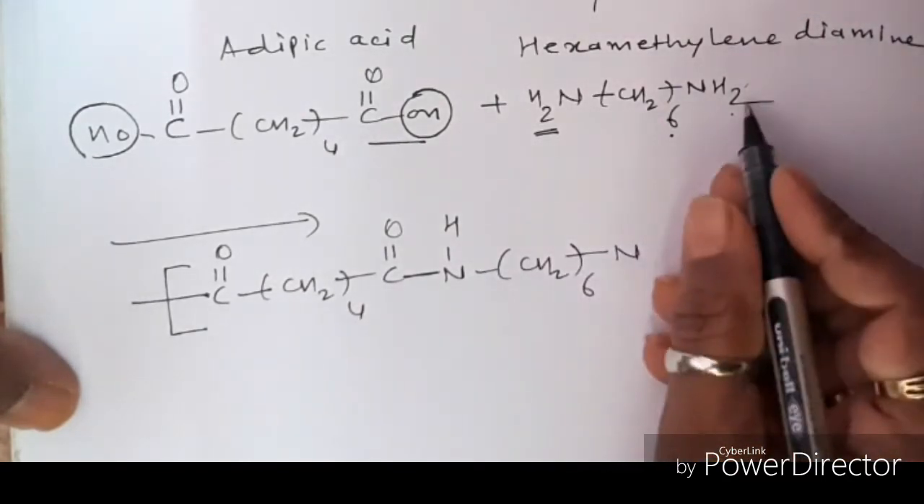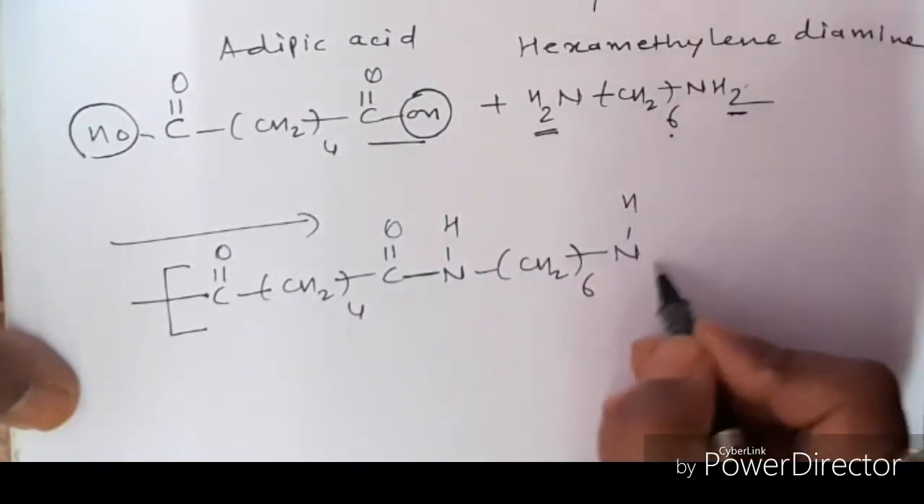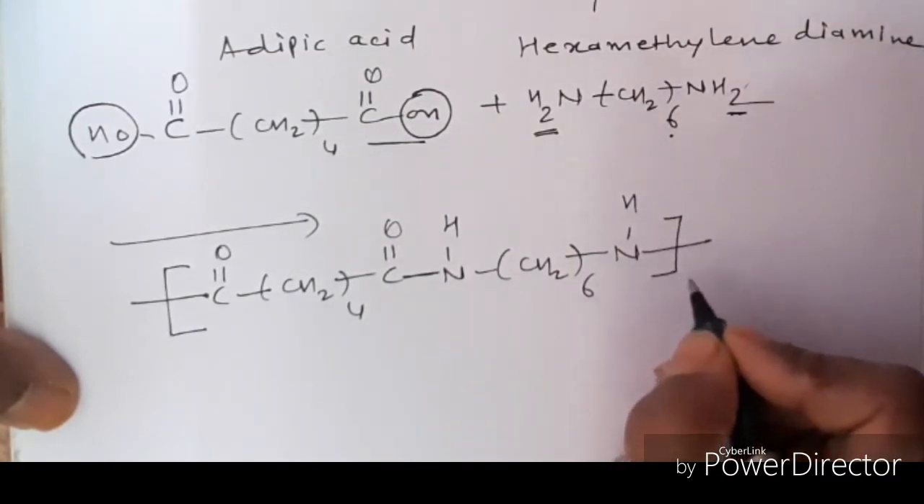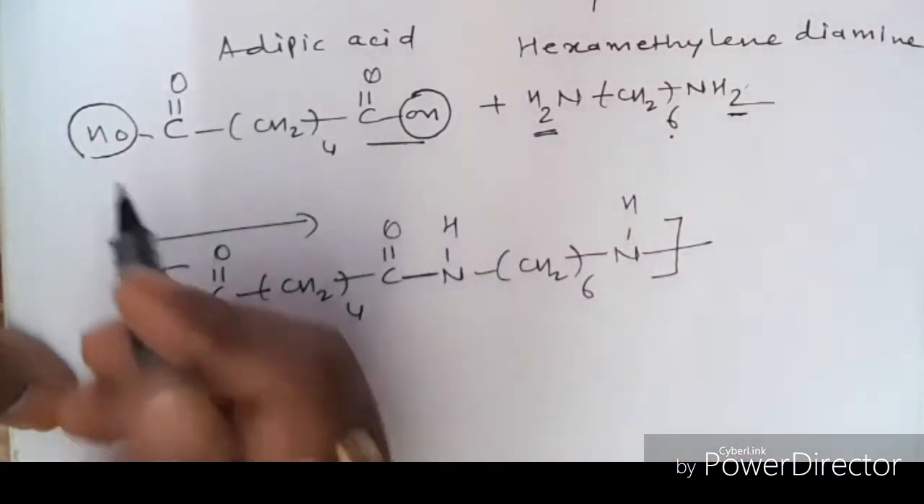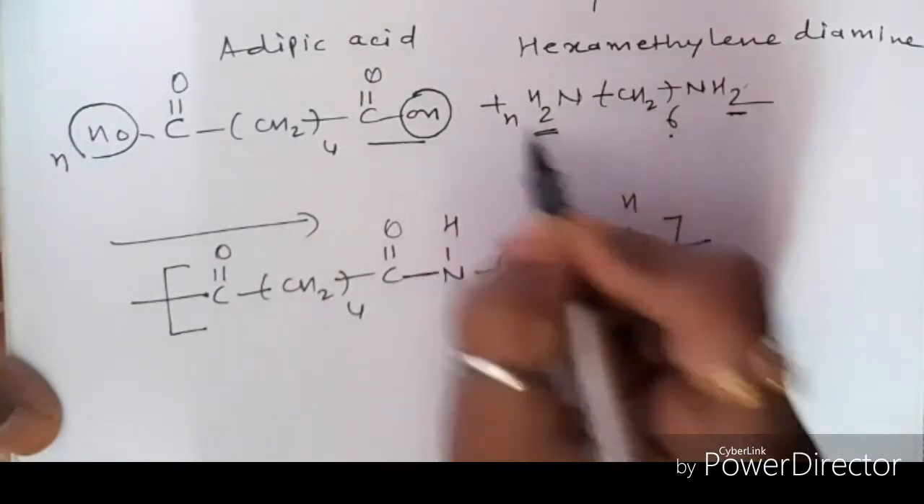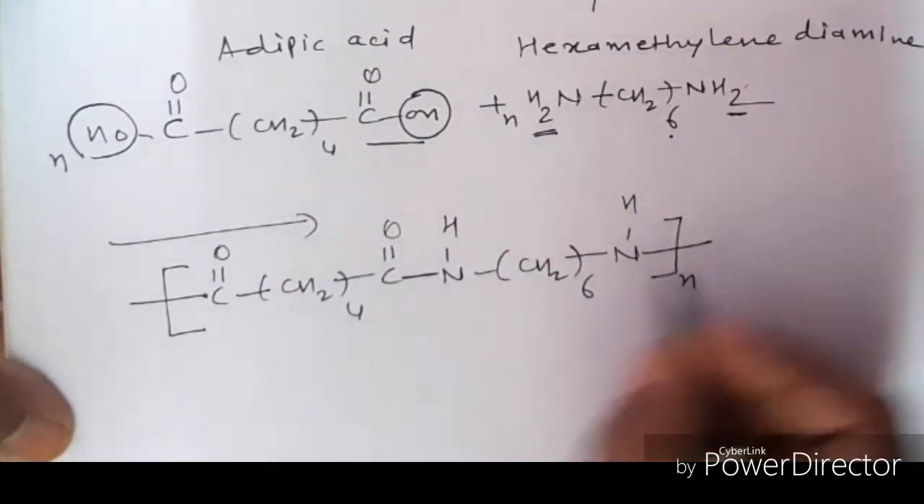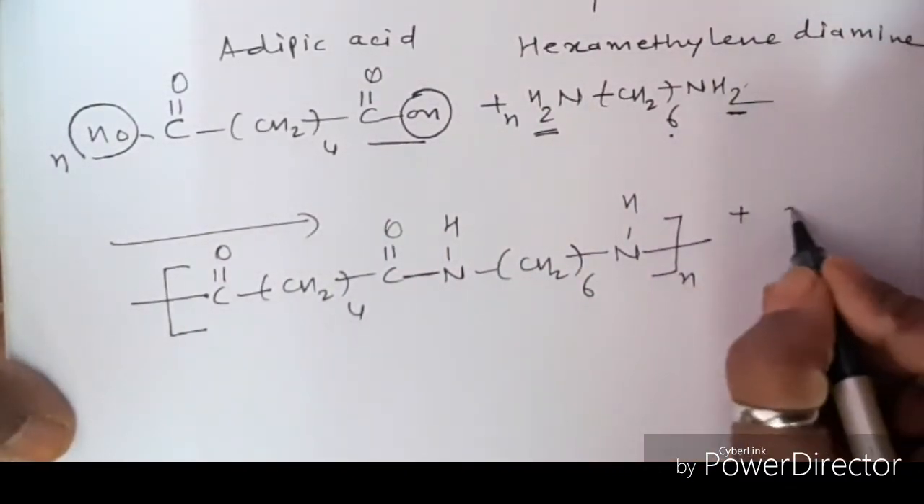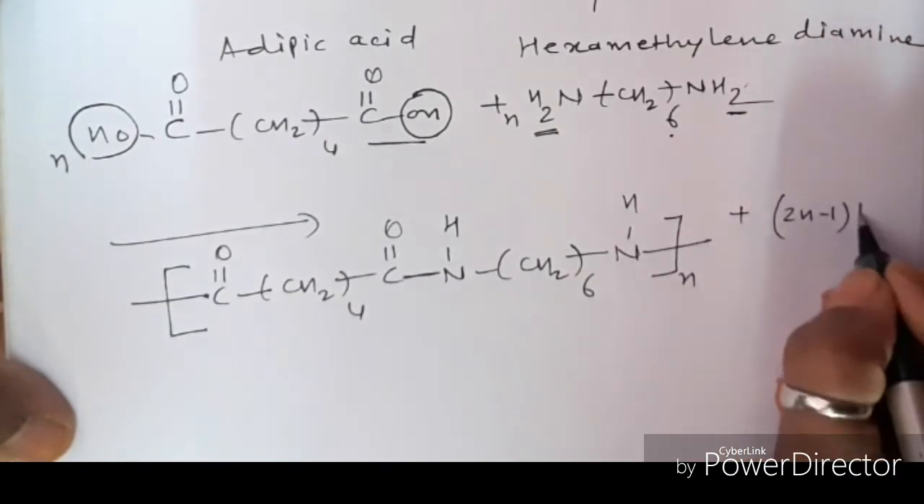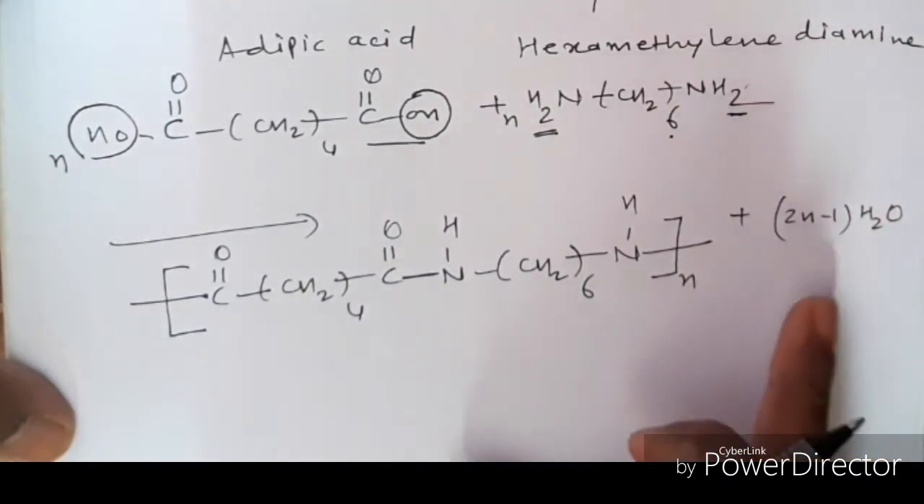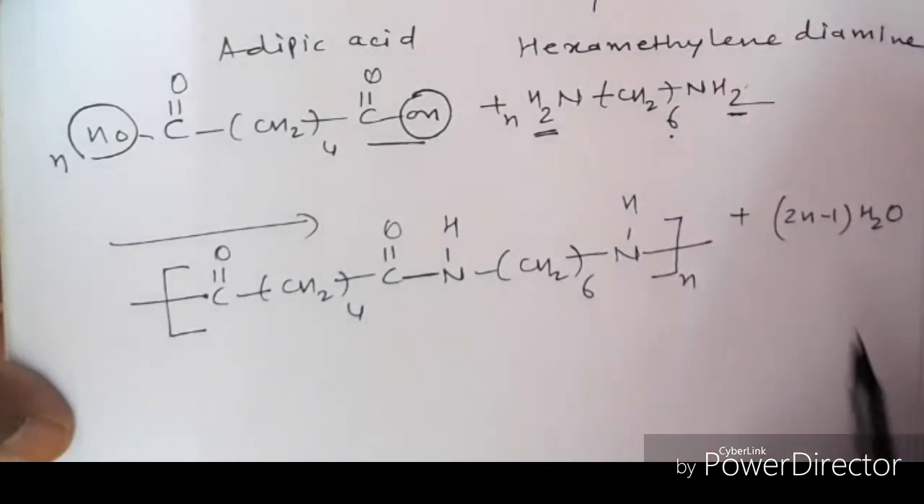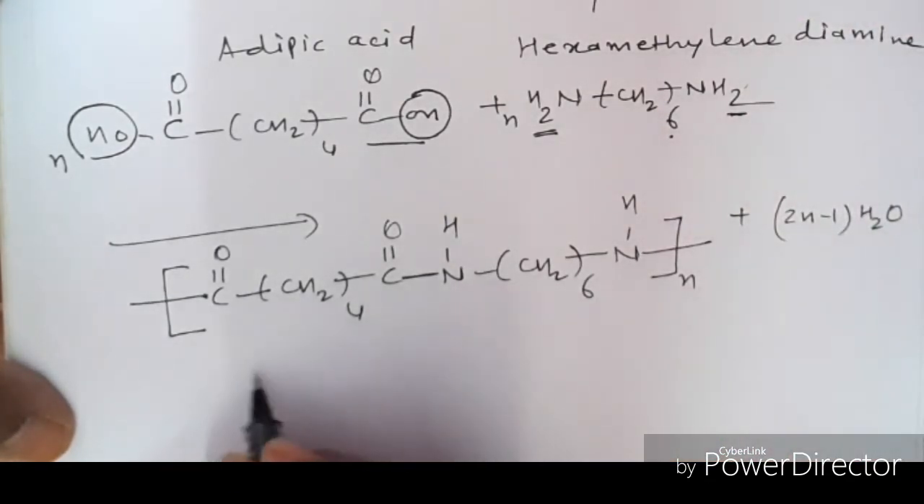And remember, from that last side also I have to remove one H, and now I have to write the N. So that's your repeating unit, and this is going to be my n number of times, so plus 2n minus 1 water. So that's your byproduct. Water is coming out over here in the condensation polymerization.